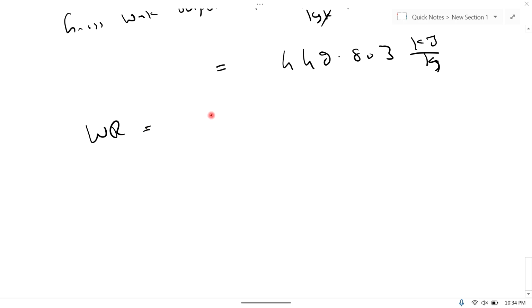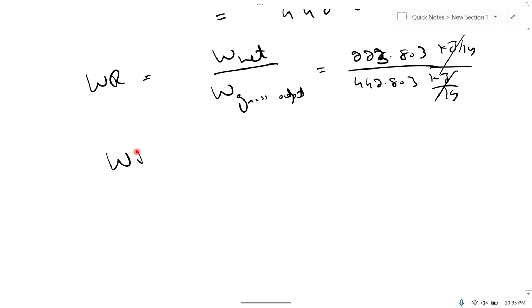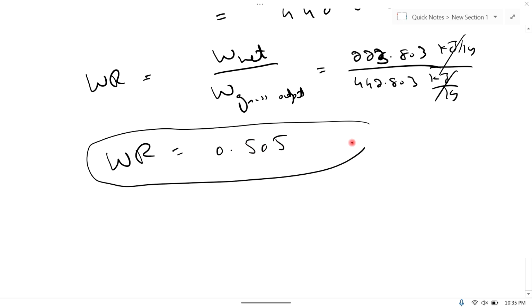Work ratio is equal to net work divided by gross work output. Net work is 223.803 divided by gross work output, 442.803. The units in both cases are equal, kilojoule per kg, and will cancel with each other. So the work ratio is equal to 0.505. So this is the end of the problem.